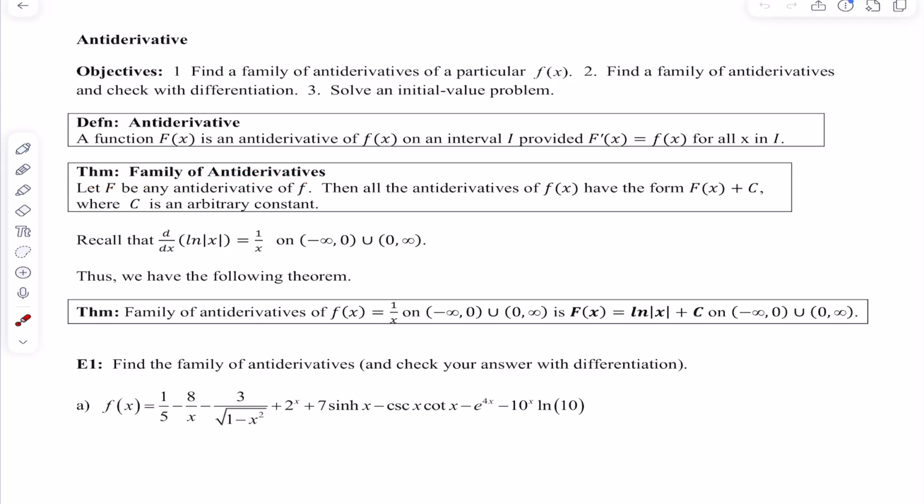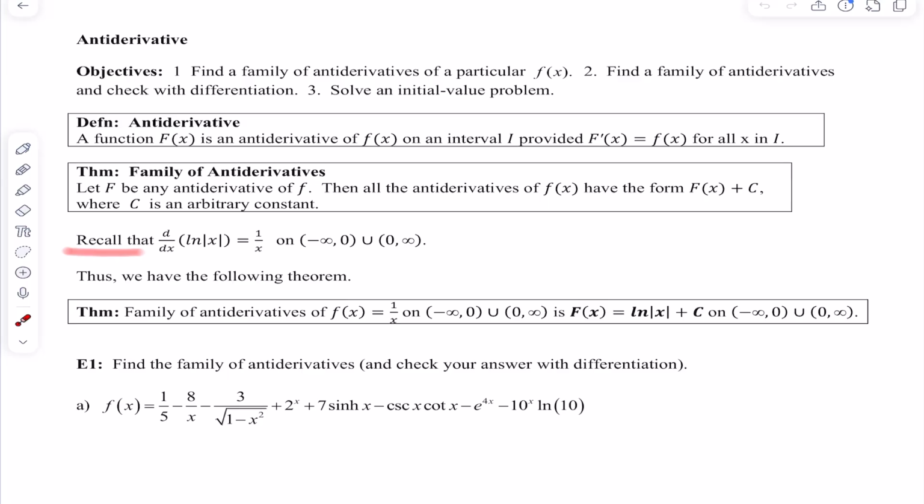Theorem. The family of antiderivatives is actually a consequence of the mean value theorem. Let capital F of x be any antiderivative of lowercase f of x. Then all the antiderivatives of lowercase f of x have the form capital F of x plus a constant c, where c is an arbitrary constant and is from the set of real numbers.